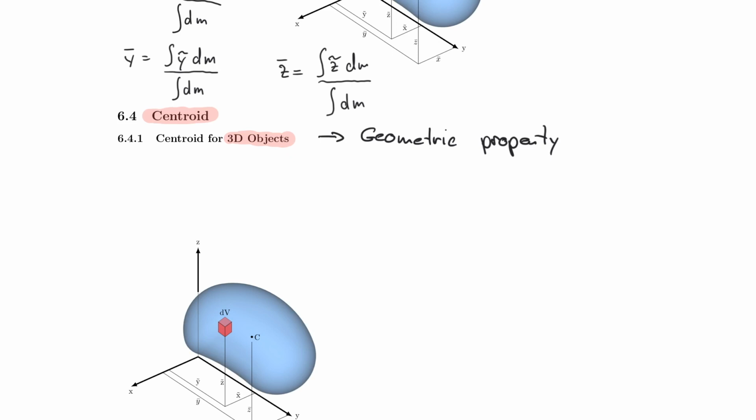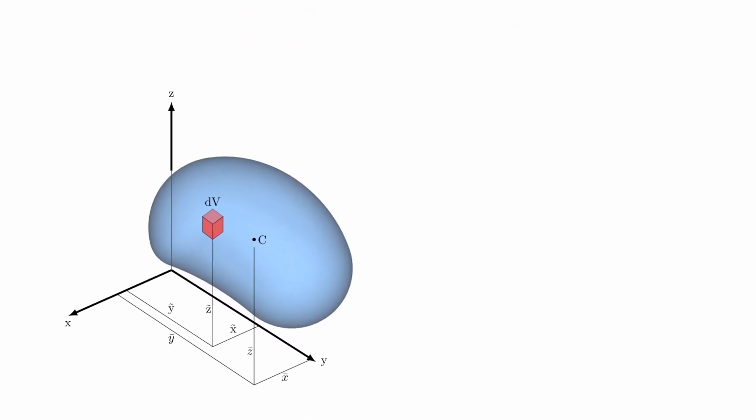So that means independent of what the potato is made from, only the volume matters. So that means, as you can see here in the picture, I actually don't have a mass element anymore, but instead I have a volume element. And that is the only difference here. So very similarly, I can deal with 3D objects.